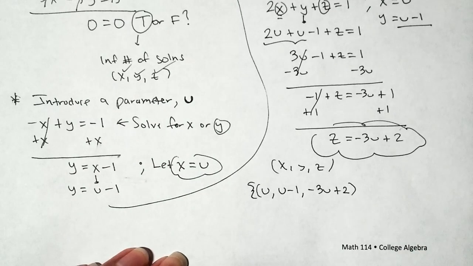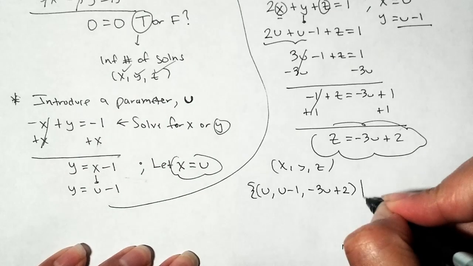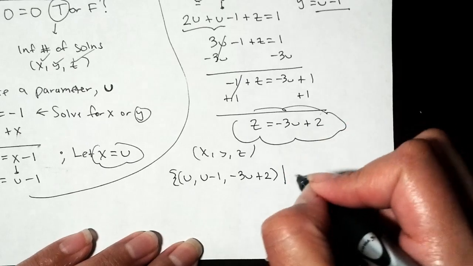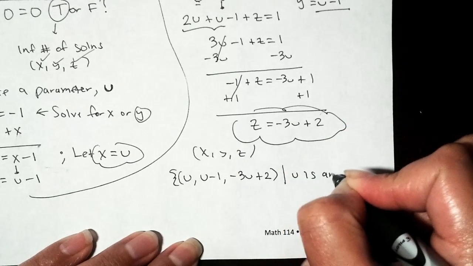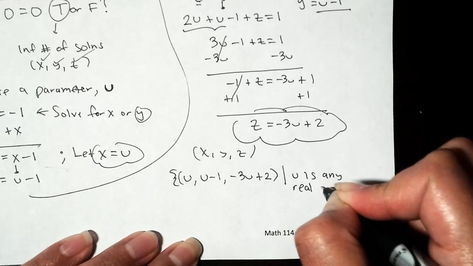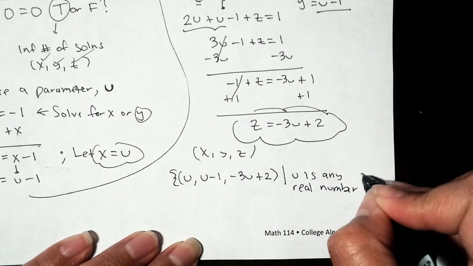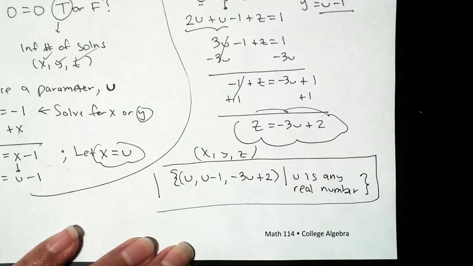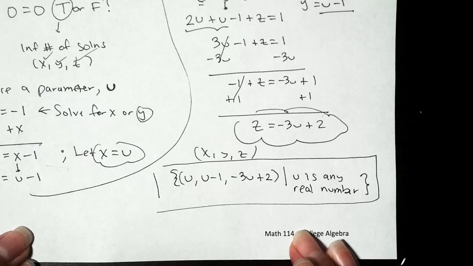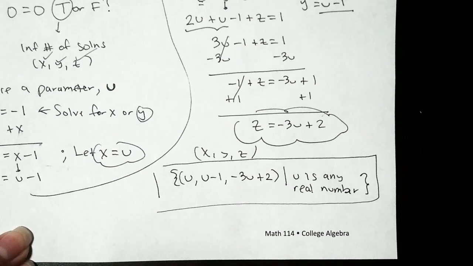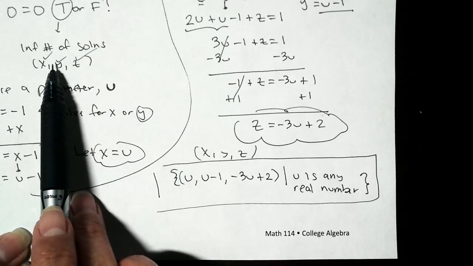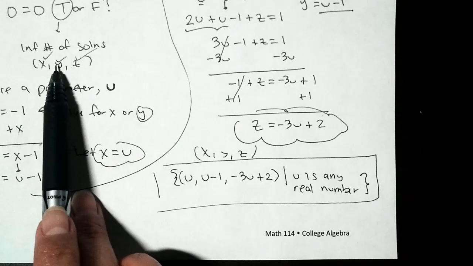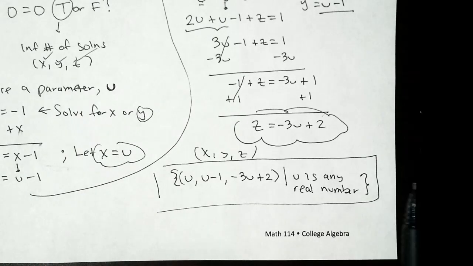Okay, but what's so special about u? Such that u is any real number. Cool. And the question is, do we really have to write our answer like this? Do we really have to write it in set builder notation? Well, the answer is yes. Why? Because we have said that the system has an infinite number of solutions, and when that's the case, it's just not possible to list them all. Okay, so this is why we have to write it in set builder notation.